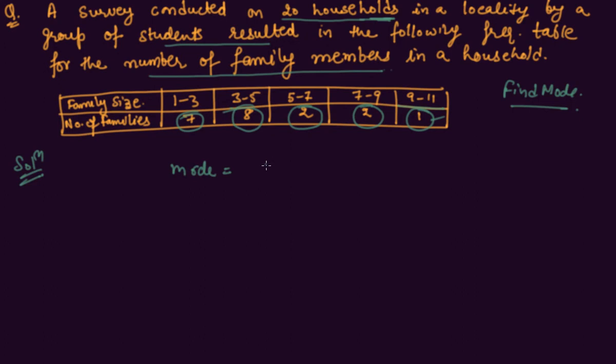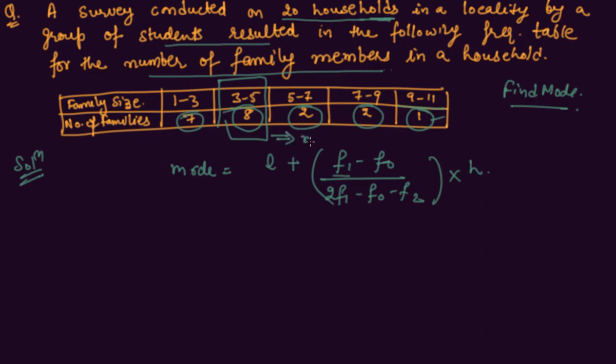I'll write the formula for mode first: L plus (f1 minus f0) upon (2f1 minus f0 minus f2), into class size h. f1 is the frequency of the modal class, which occurs very often. This is our modal class because the frequency here is the maximum, which is 8.